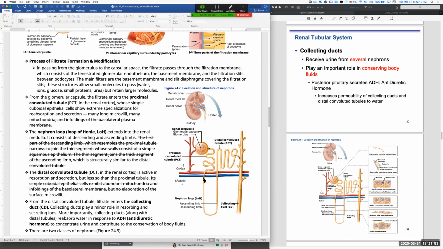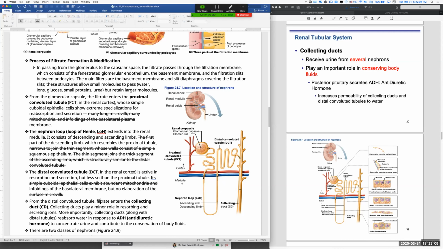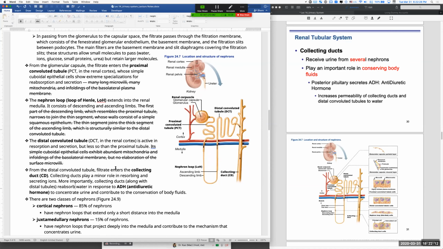So here the filtrate enters into the descending limb, moving down. So this is a descending limb and an ascending limb. The descending limb is the one that's closer to the PCT, and the ascending limb is the one that leads into the DCT. Okay. So throughout this process, there are things that are being reabsorbed and then secreted. Okay. The loop of Henle in particular is very important in concentrating urine, making urine more concentrated.